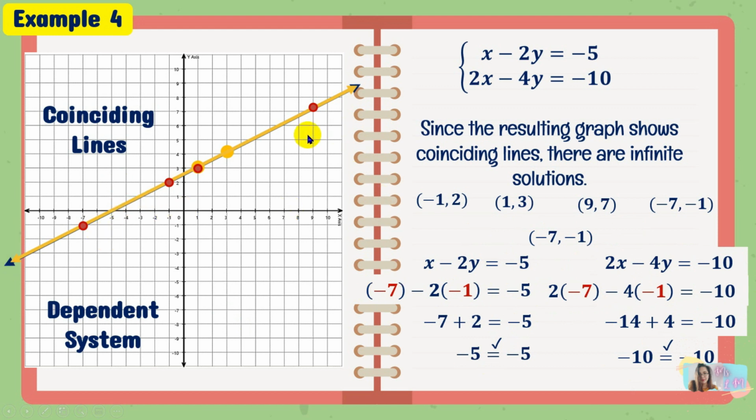Okay? So, from this graph, naghanap tayo ng exact points. Marami pa po yan na pwedeng makuha, and pwede po natin i-check just by substituting the coordinates to the variables x and y of both of the equations. So, that's for example number 4. Again, coinciding lines, dependent system has infinite solutions.